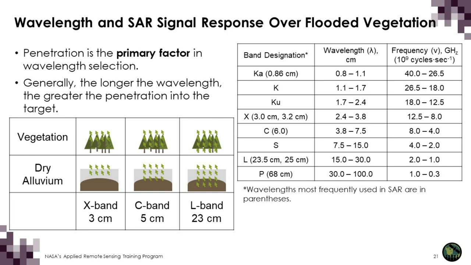C-band penetrates further into the canopy, and then L-band penetrates even further into the canopy. So really, the preferred wavelength for looking at flooded vegetation is L-band. But C-band can work well, especially in agricultural areas.